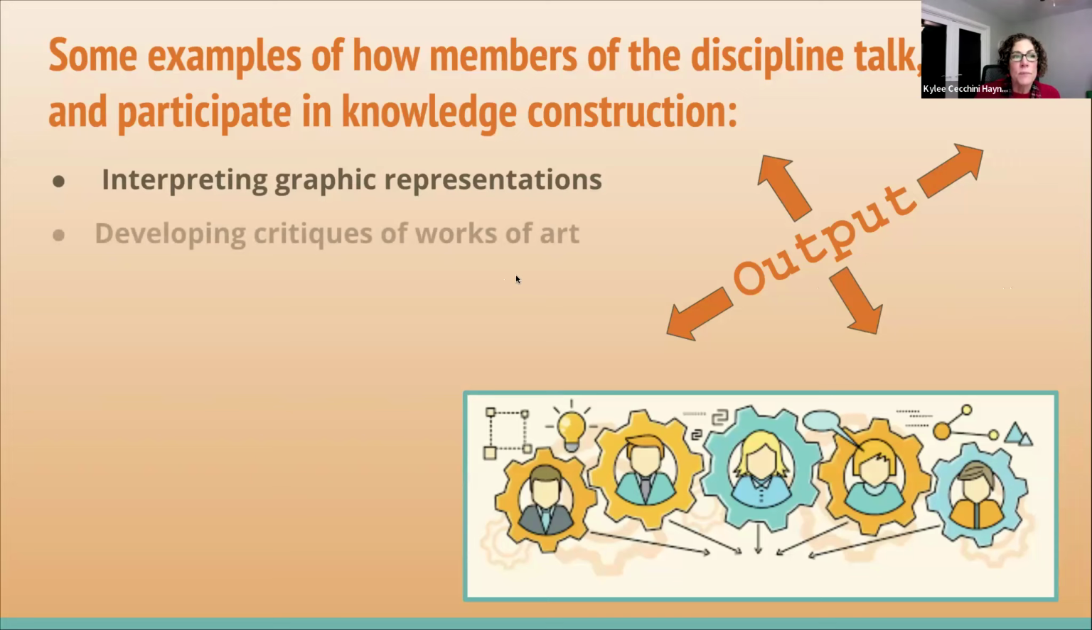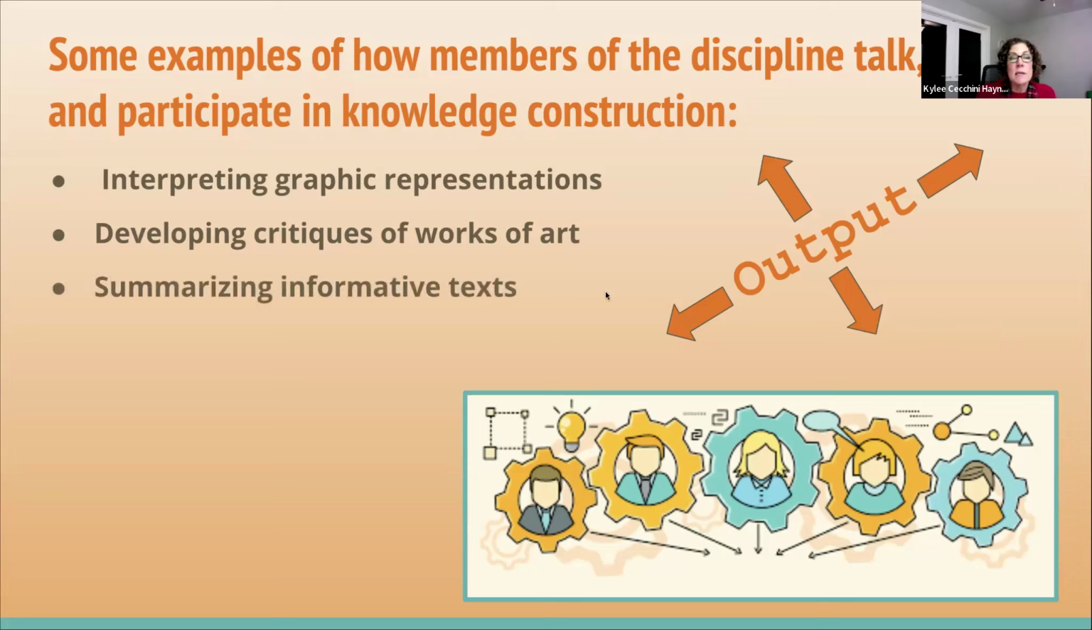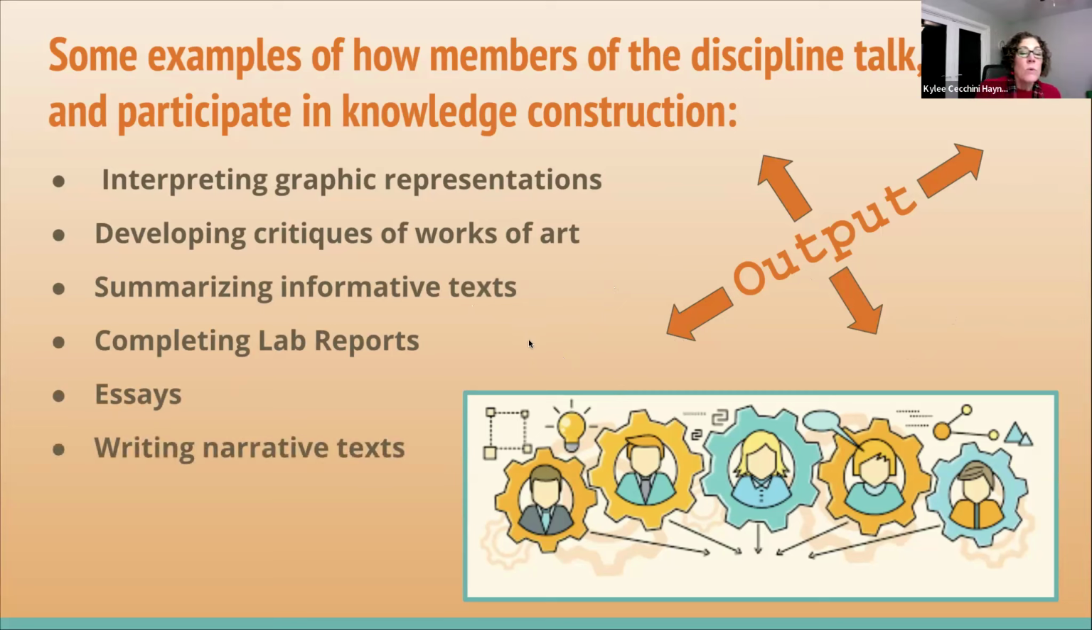It's through that output. Another example: if I had an art teacher, developing critiques of works of art, where the critique is often a written critique. Summarizing informative texts is another kind of discourse. Completing a lab report is a form of discourse, a form of output. Essays, which English teachers and social scientists are very familiar with, and writing narrative text, so writing stories.